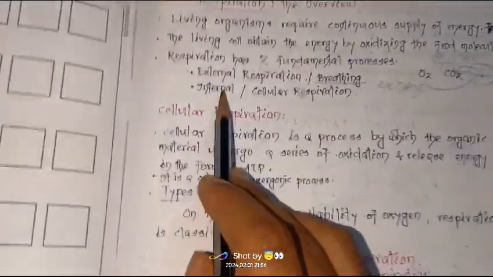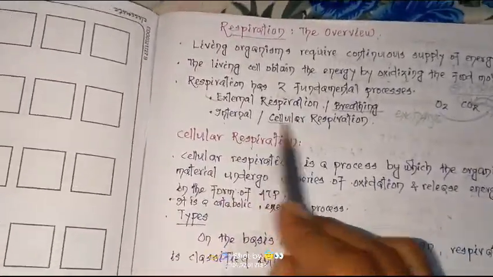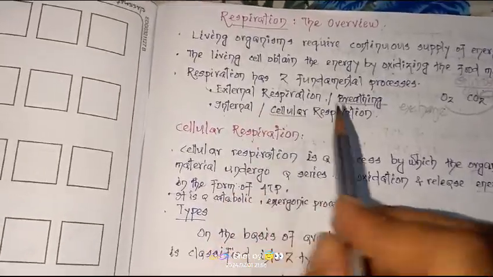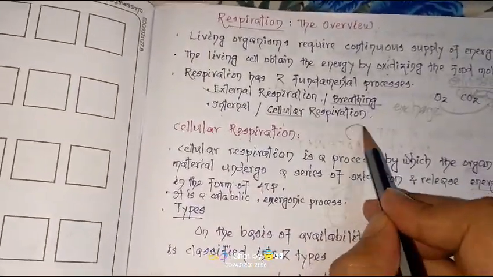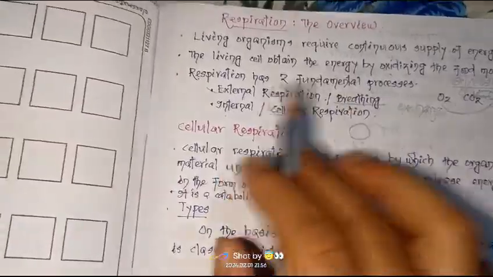And the second one is internal respiration or cellular respiration. Internal respiration occurs inside the cell, inside all the living tissue of plants and animals also.